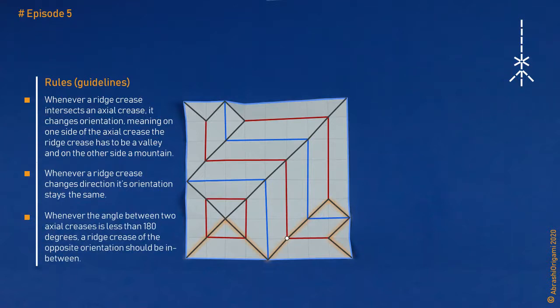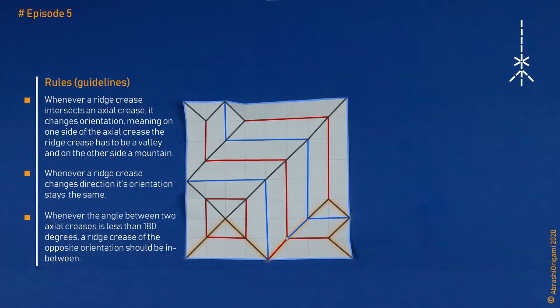In between two adjacent valleys there should be a mountain, and in between two adjacent mountains, there should be a valley. So, if axial creases are red, then this segment in between must be blue. Of course, if we want to follow Maekawa's theorem, the opposite ridge crease should be red. I hope you understand this rule. Every second segment of any ridge crease has to be differently oriented.